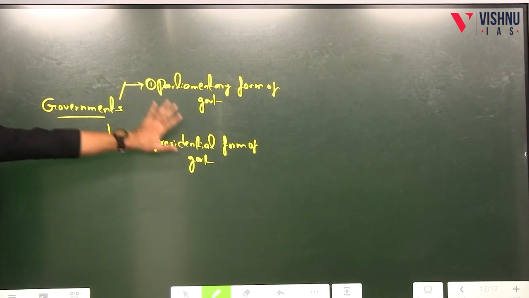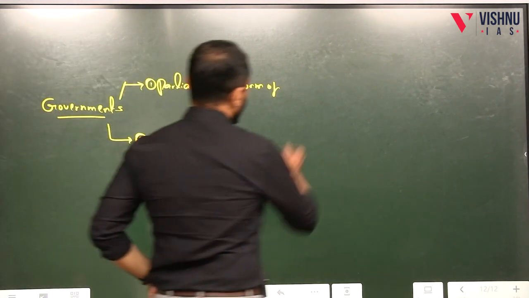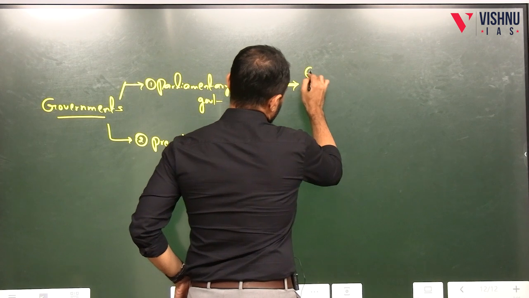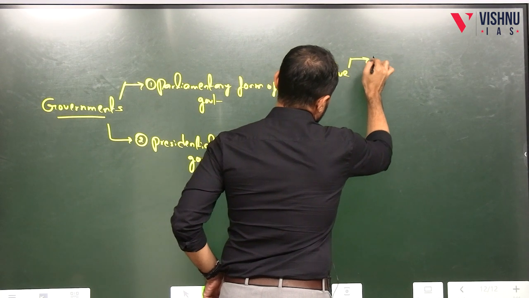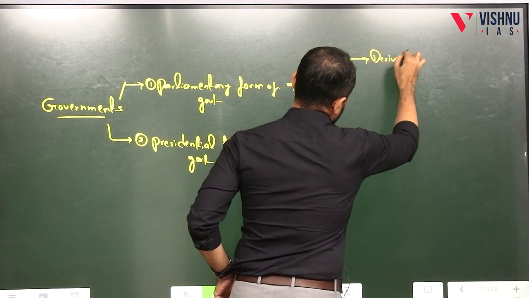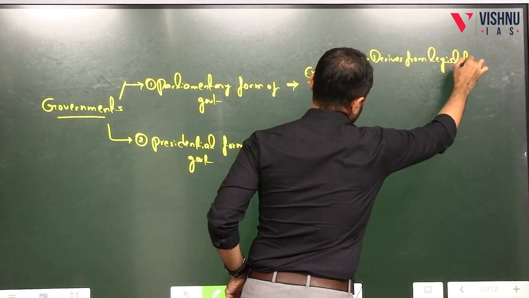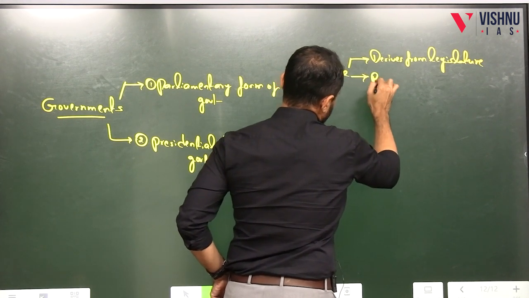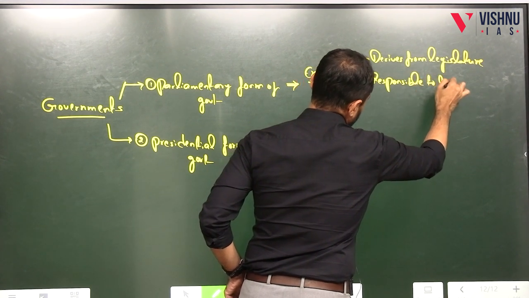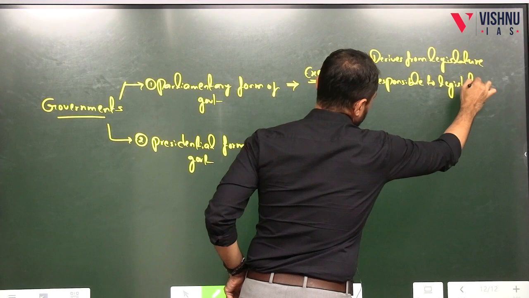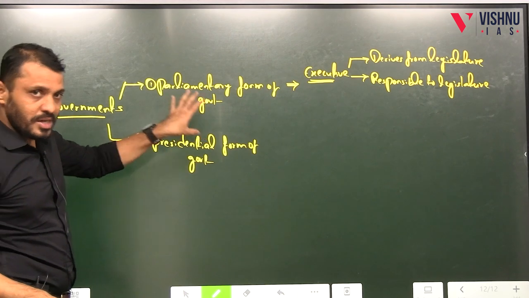So listen guys, the main difference between these two types of government is this: in the parliamentary form of government, the executive derives from the legislature, and the executive is responsible to the legislature.